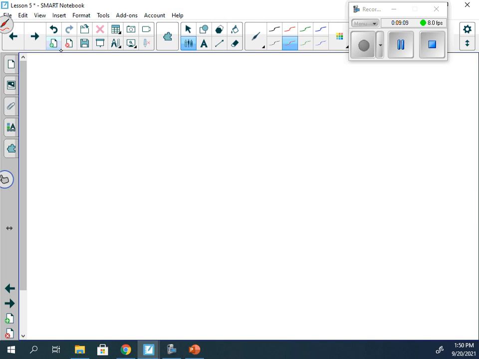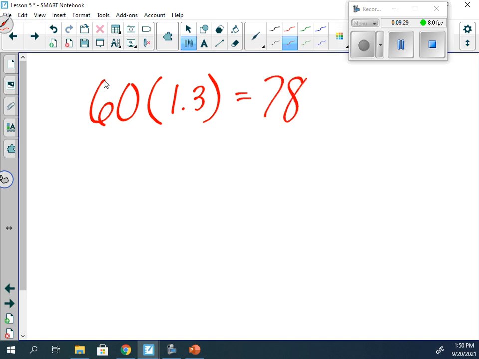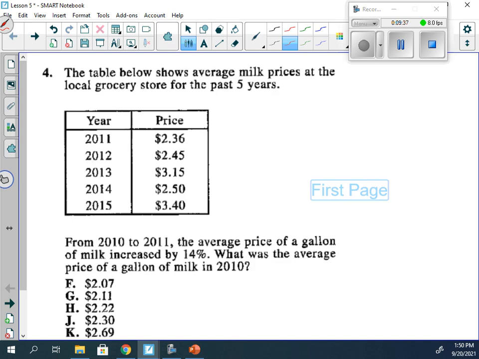So, what are we going to do? We're going to take 60 and multiply it by what? 1.3, because it's going up. So we have 1.3. And if we multiply these two together, we get, so the correct answer is H. Okay. Any questions on problem number 2?